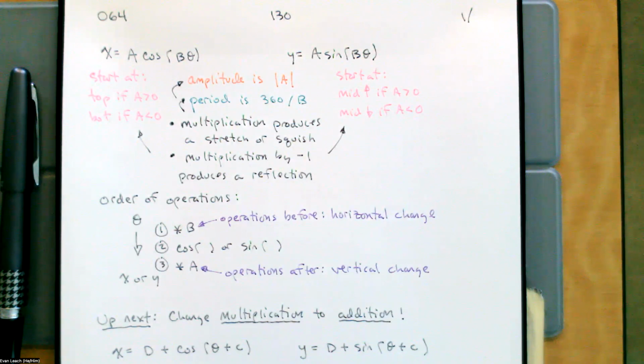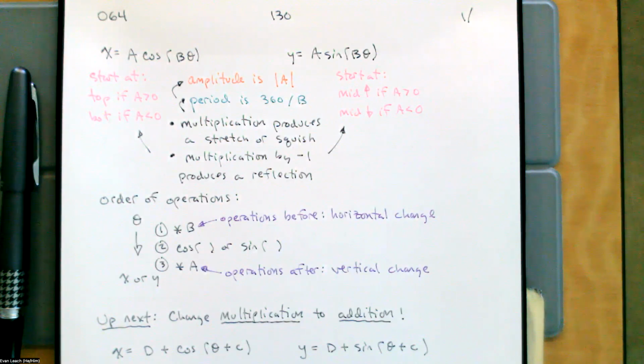So multiplying theta by b means we had to adjust the period by dividing by b. Our default is 360. We divided by b. So we squished the graph in or stretched the graph out. Squish the graph if b is bigger than 1, and we'll stretch the graph if b is less than 1.